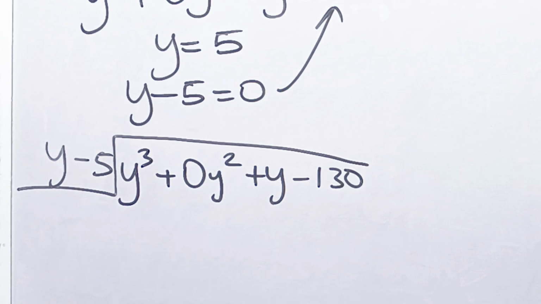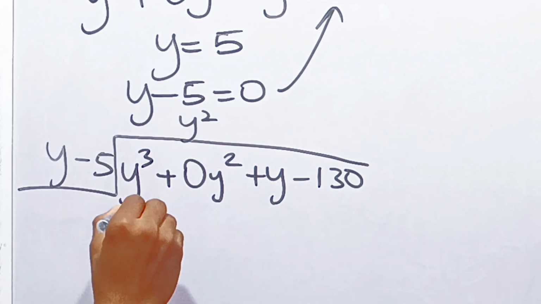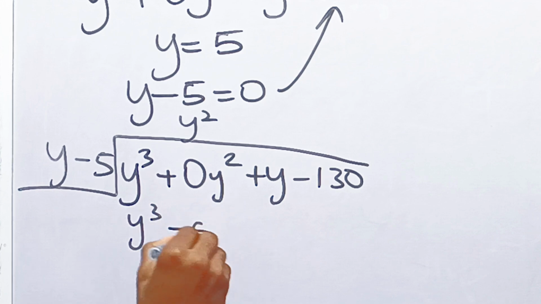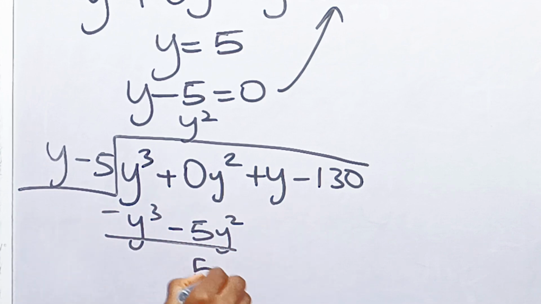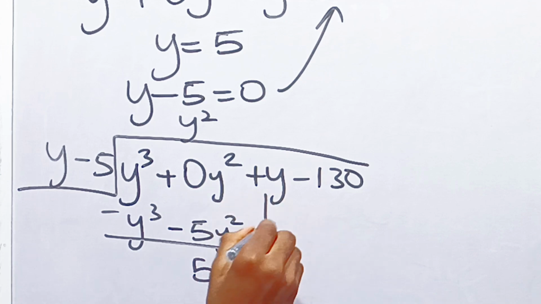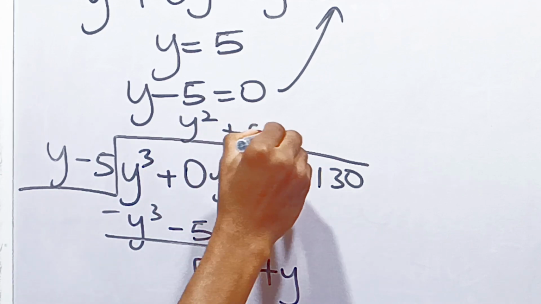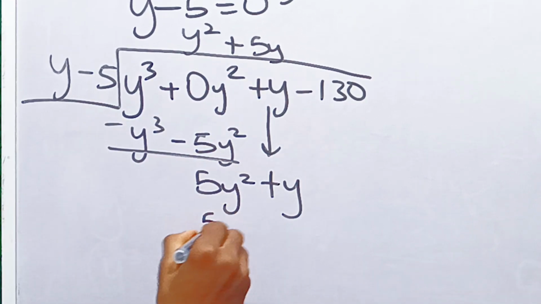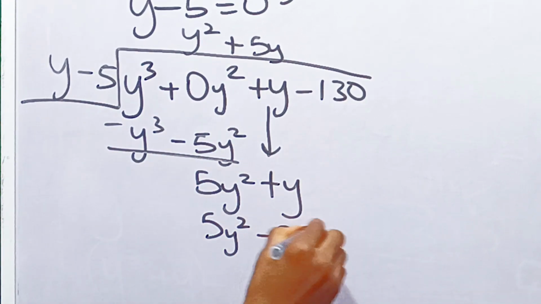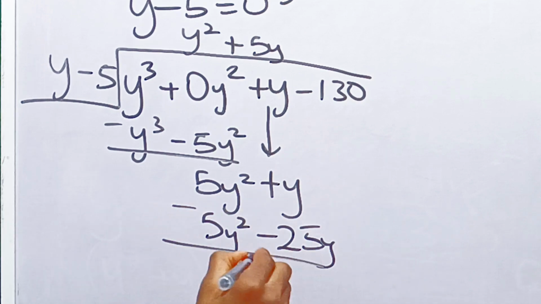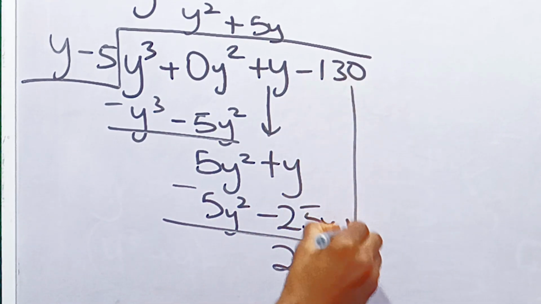Y cubed divided by y is y squared. Y squared times y is y cubed. Times minus 5 is minus 5y squared. When we subtract, we have minus times minus is plus 5y squared. We bring down plus y. When we divide again, we have plus 5y. 5y times y is 5y squared. Times minus 5 is minus 25y. When we subtract, we have 25y plus y, which is 26y. Bring down minus 130 here.